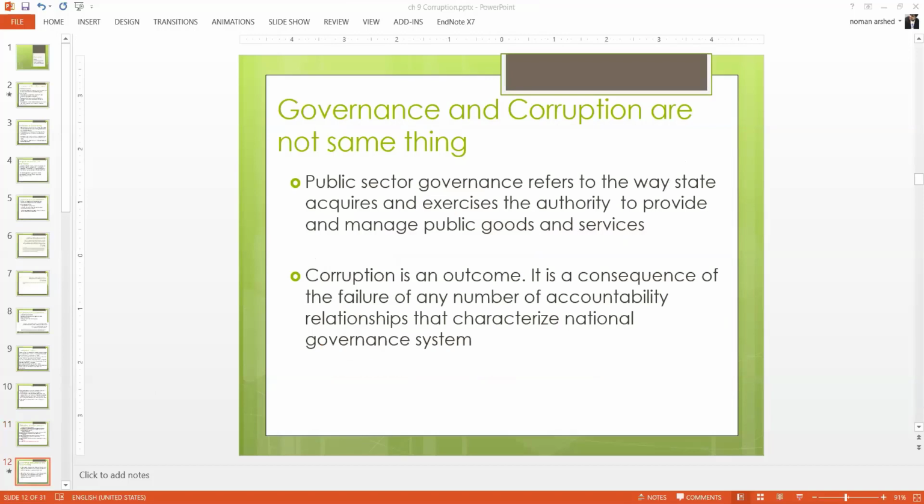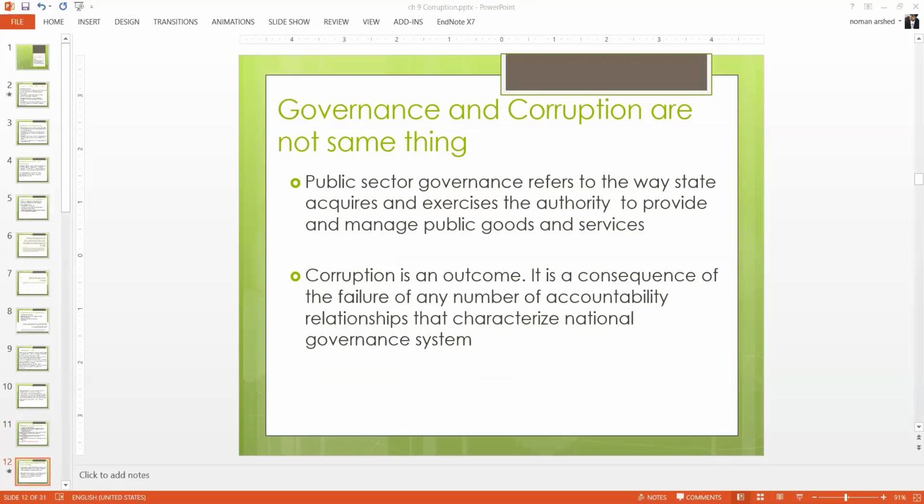Okay, so governance and corruption are not the same thing. Public sector governance refers to the way the state acquires and exercises authority to provide and manage public goods and services. So governance is how public officials are employed, and they do their functions and provide goods and services to the society.